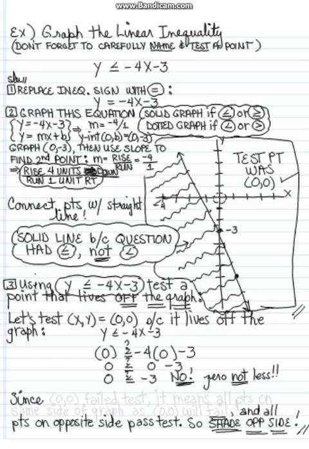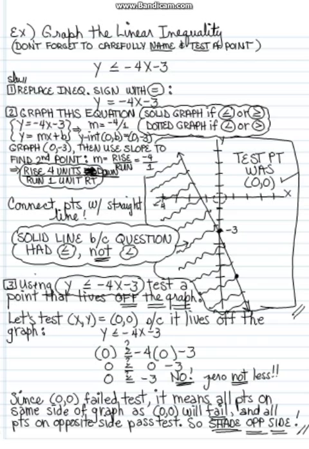All right, what do we do? Well, since the 0, 0 that we tested failed to satisfy the original inequality, it means that all the points on the same side as the test point also will fail. And it means that all the points that live on the opposite side of that graph from where the test point lives will all pass the test. They will all be solutions to the inequality. So we're going to shade the opposite side of that line, opposite from where our test point 0, 0 lived. And that shading represents every ordered pair solution that satisfies the given inequality.